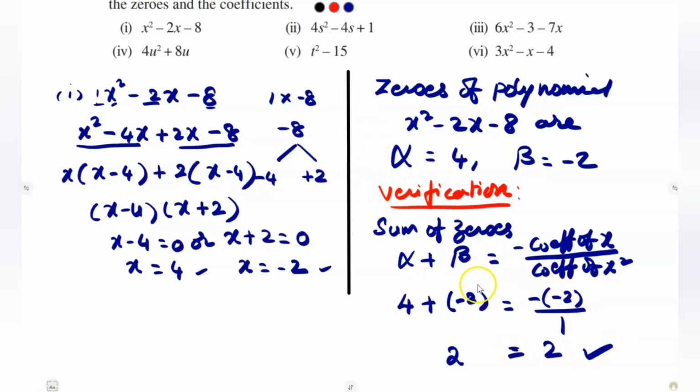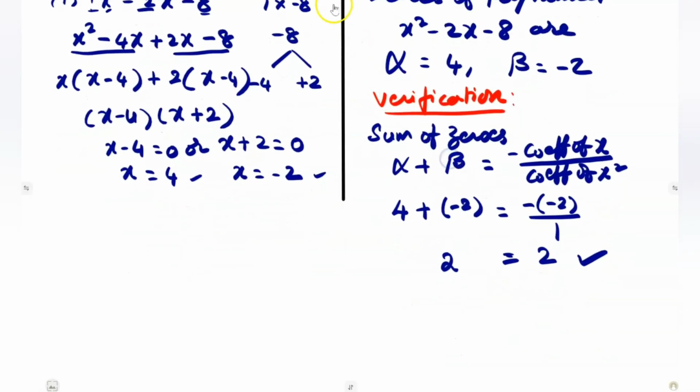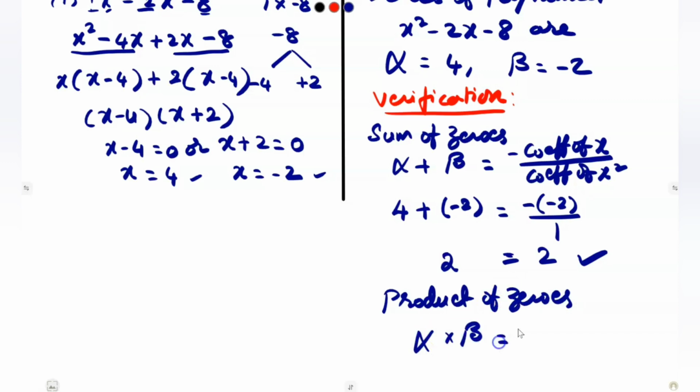Now let us verify the product of zeros also. Let's continue with the product of zeros. According to the formula, we have alpha times beta is equal to C by A. C by A means constant term by A, which means coefficient of x square. So here alpha into beta.